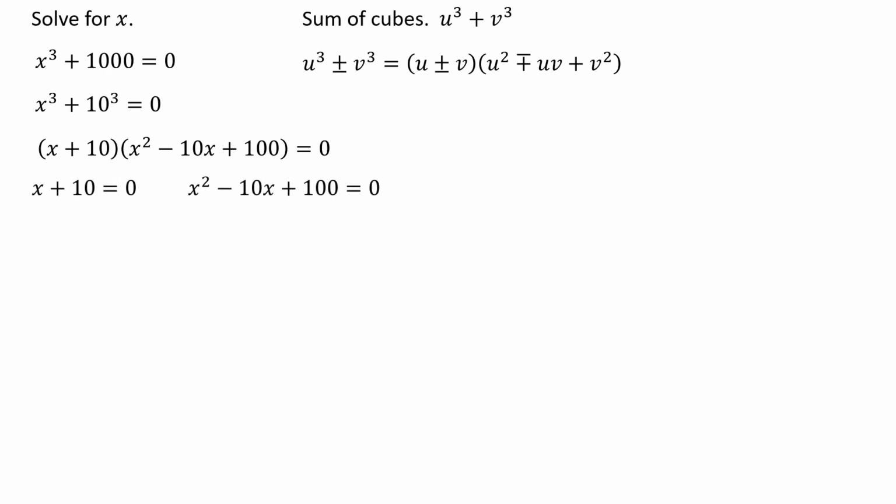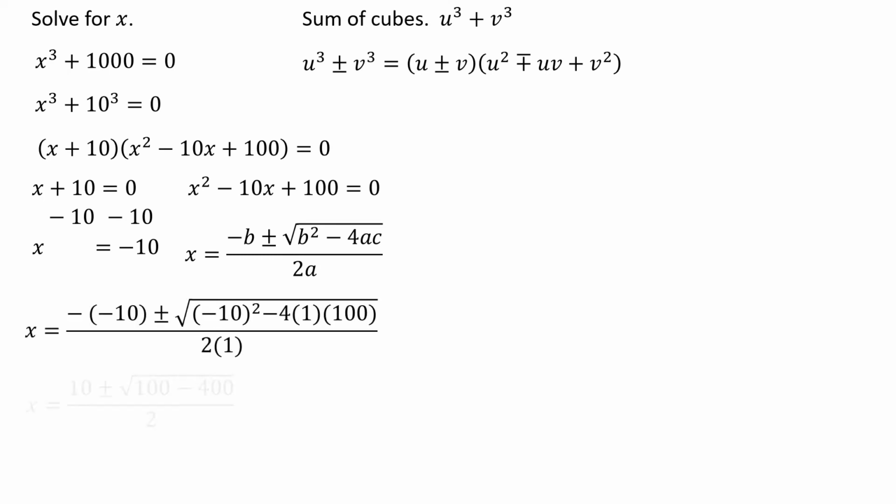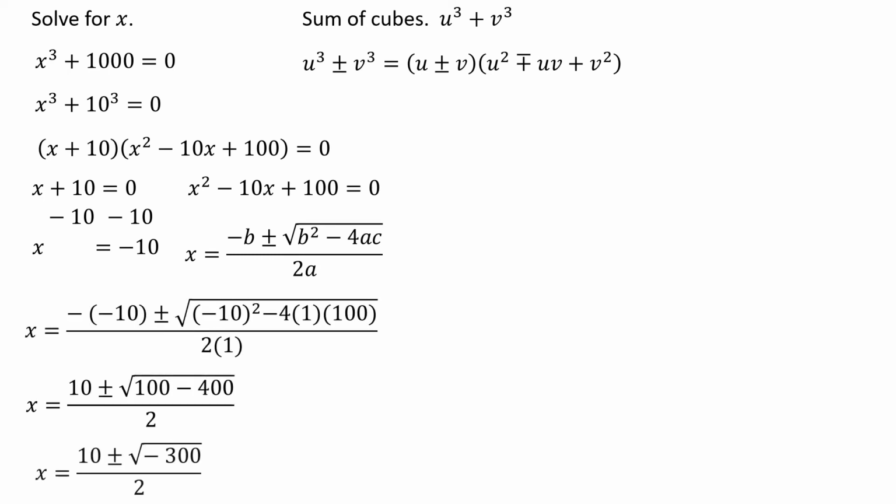Again, I've got 2 factors I can take care of. The first one, x plus 10, piece of cake, we get negative 10. Second one, again, quadratic formula time. Got to plug in some numbers. Start simplifying. Holy cow, negative 300. Well, the greatest perfect square that's a factor of 300 is 100. So 100 times 3 makes a 300. But then, of course, we also need the negative 1.